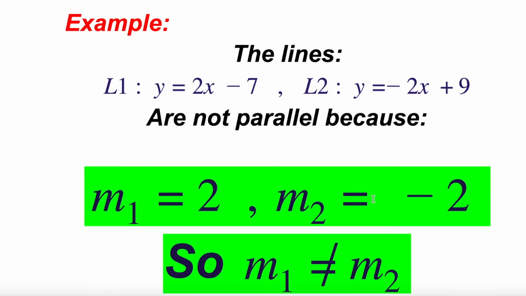Example 2. Line 1, y equals 2x minus 7. Line 2, y equals negative 2x plus 9. As you notice, the first slope is 2, whereas the second slope is negative 2. Since they are not equal to each other, that means the lines are not parallel.